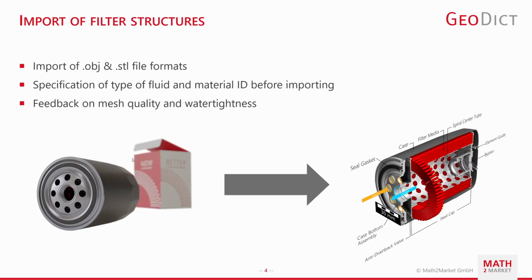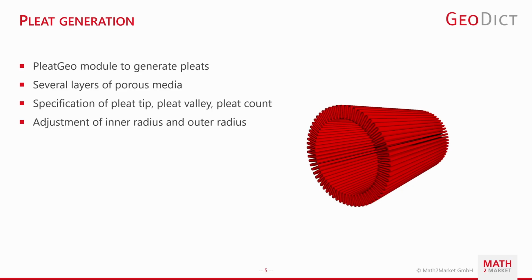So the first step, as I said, is the import of filter structures. In GeoDict, we can import OBJ or STL files, which are pretty much the basic formats for CAD structures. And whenever you are importing something into GeoDict, you can then specify the fluid and the material itself before importing it. And GeoDict will also give you feedback on the mesh quality and if the structure is watertight. And if it's not watertight, then you might work on your CAD itself till it is watertight and you get feedback for that.